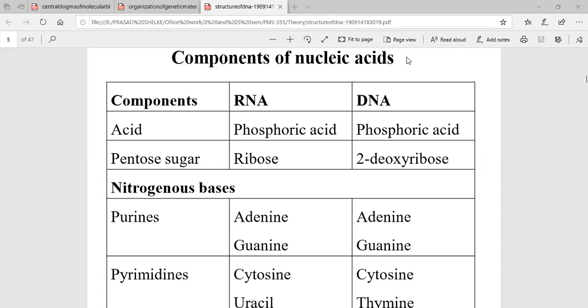Okay, these are the components of nucleic acid. Nucleic acid is mainly composed of phosphoric acid, pentose sugar, and nitrogen bases. So these are the main components. These three are the main components of DNA and RNA. The phosphoric acid is one acid, and the pentose sugar is ribose, and in DNA it is 2-deoxyribose. The difference we will see later.